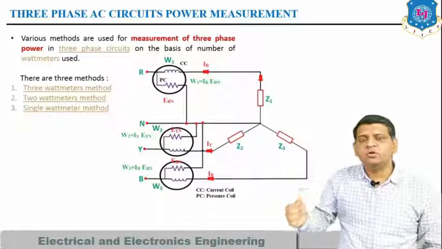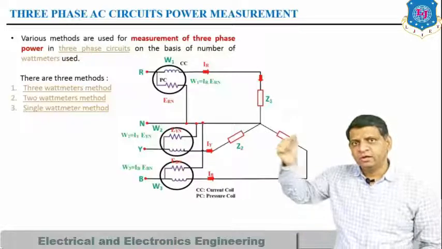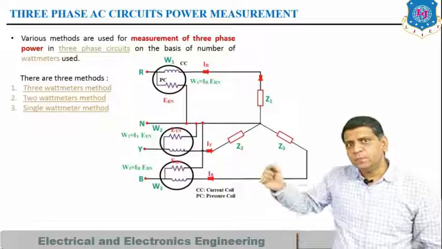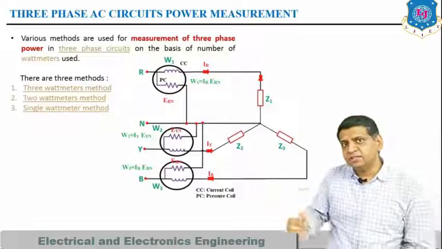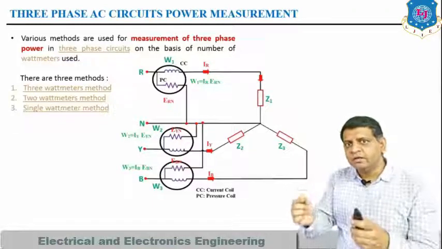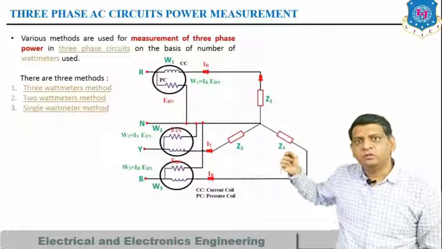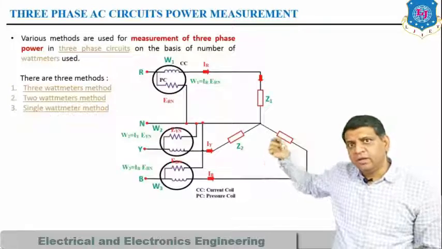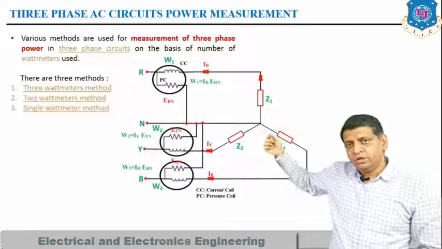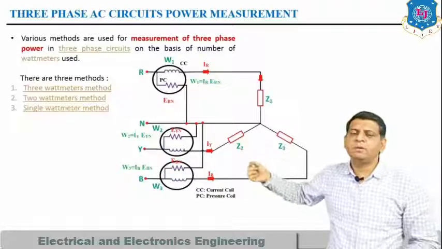CC stands for current coil, which measures the value of current passing through it. That is the job of the current coil. In the same way, PC is defined as the pressure coil. This pressure coil is ultimately a kind of resistance that measures the voltage drop across it, since it is defined as a pressure coil. If you multiply the current passing through the current coil and the voltage drop across the pressure coil, you get the total power in watts.